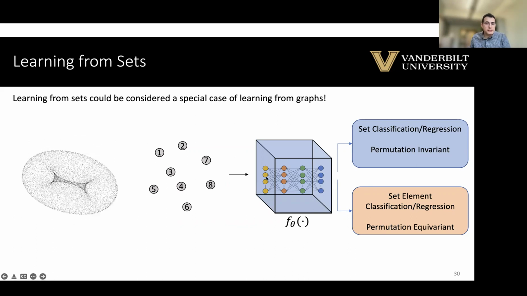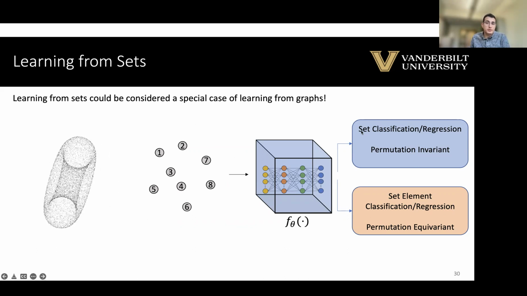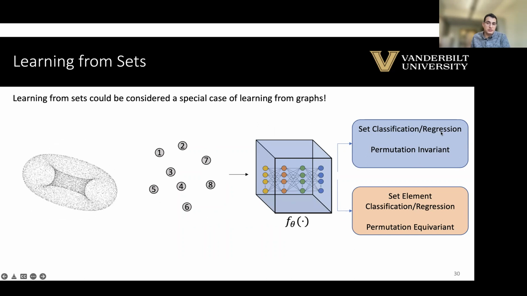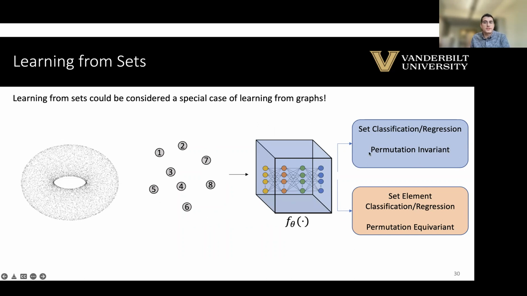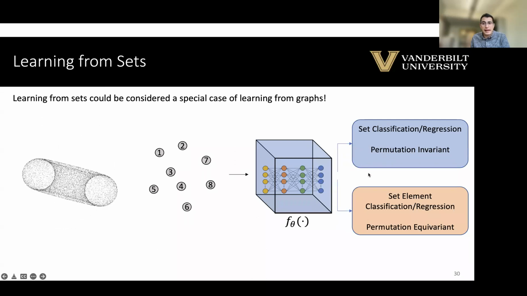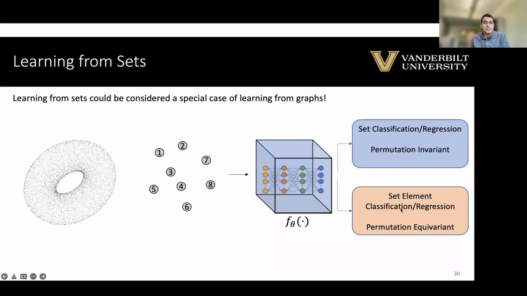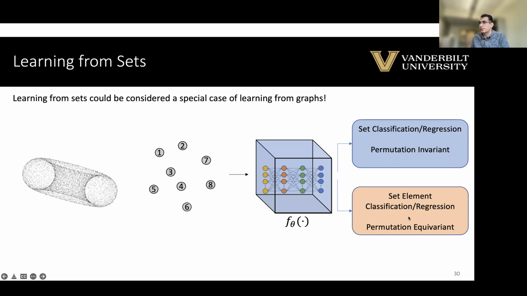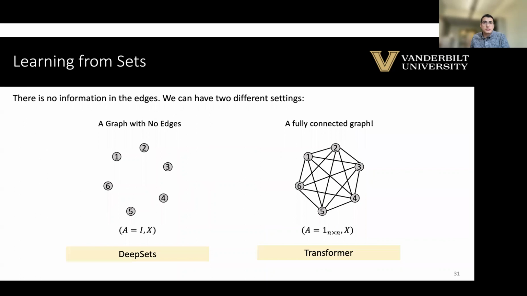So depending on the type of problem that we would like to solve, if we would like to do set classification and regression, very much similar to graphs, we have a permutation invariant group that we would like to have. And if we would like to do set element classification and regression, we need a permutation equivariant operator. As I mentioned, there is no information in the edges when we are working with sets, so we can really think about them as graphs with no edges or graphs that are fully connected, one or the other.